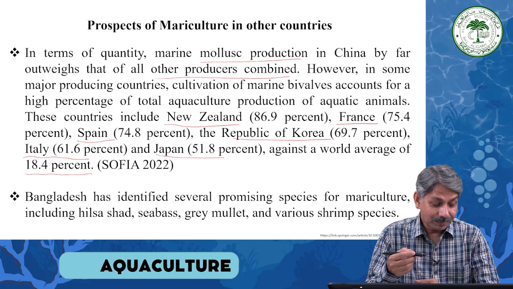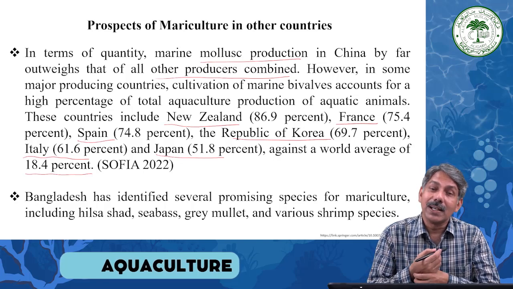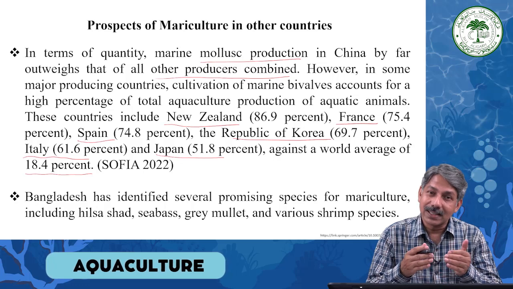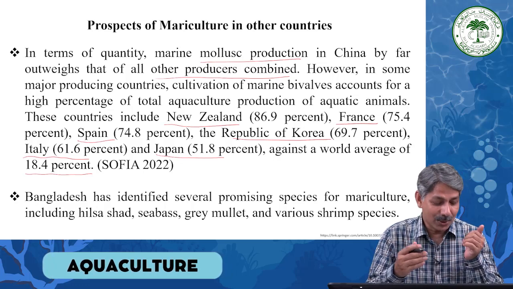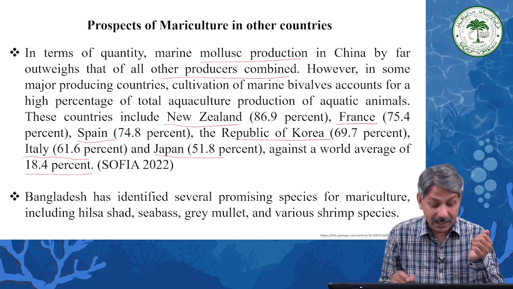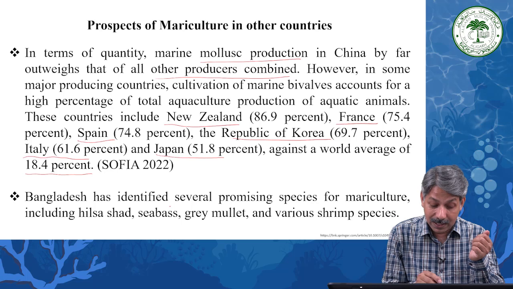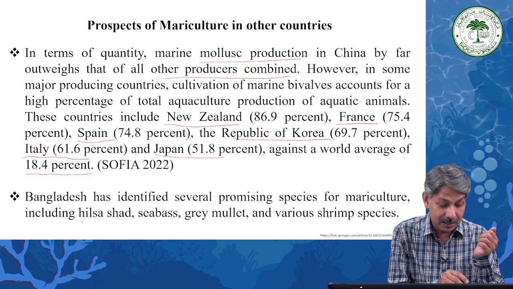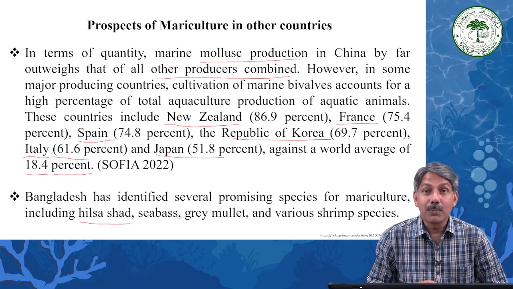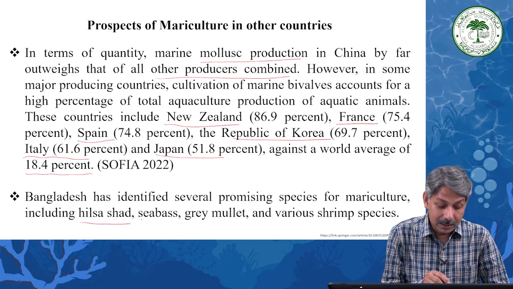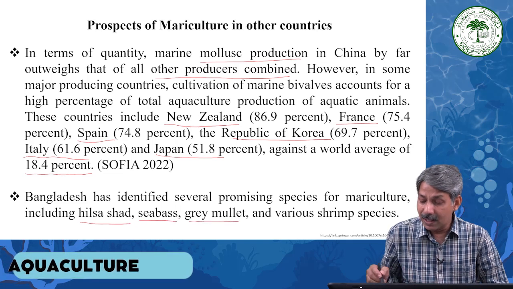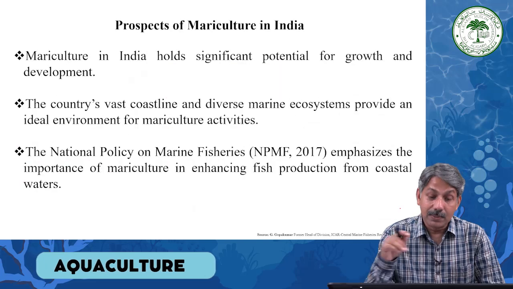Even Bangladesh, now people are looking, when inland aquaculture is not showing that potential of growth and is unable to maintain the pace of growth it showed earlier. So now people are shifting. Even Bangladesh is shifting towards mariculture, and they have identified several promising species for mariculture like Hilsa. We all know that Hilsa is a very popular species sold at a very high price. Sea bass, grey mullet, and various shrimp species in countries like Bangladesh also.